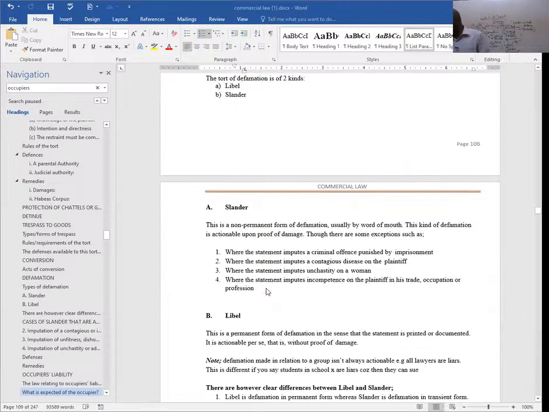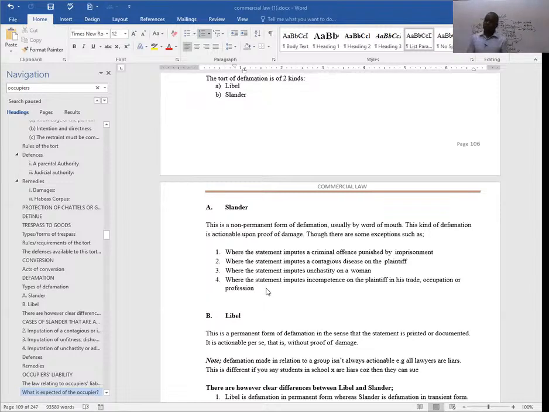Then libel. This is a permanent form of defamation in the sense that the statement is printed or documented. It is actionable the way it appears. There's no need to prove there are damages. What they mean by per se is just actionable the way it appears. So there's no need to prove there's damage here. But under slander, you have to prove there was damage caused to the plaintiff before the action can be heard or brought before the court of law.